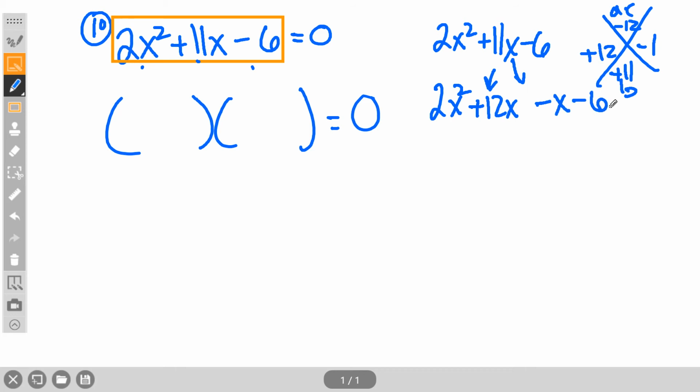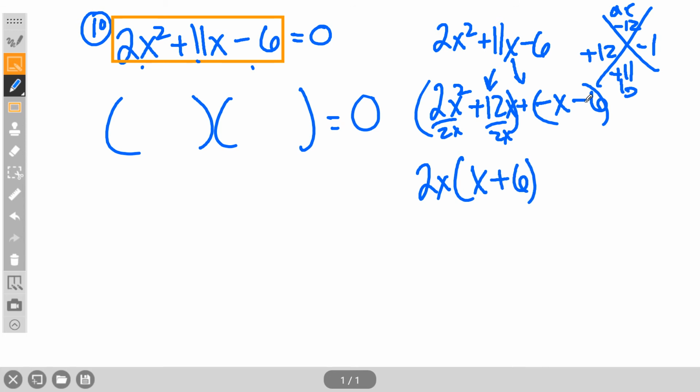And then -6. All right, now I'm going to factor the GCF out of each group. The GCF of the first group is 2x. Factoring out a 2x leaves me with x plus 6. The GCF of the second group is -1. Because the first term is negative, I have to factor out a negative, but they don't have anything in common, so it's got to be a -1. Factoring out -1 leaves me with x plus 6.